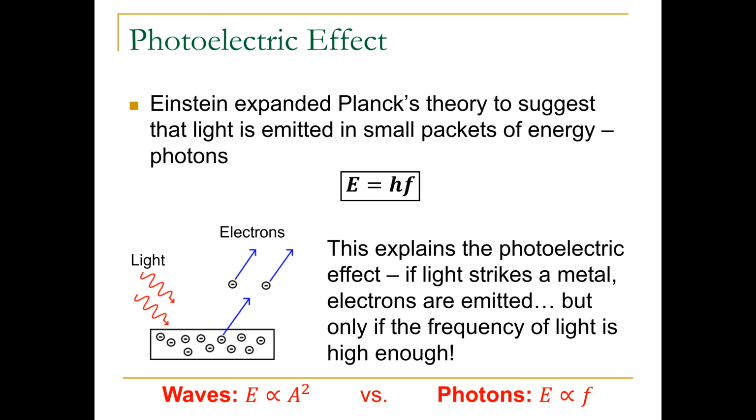Einstein was able to apply this equation to the results seen in the photoelectric effect experiment, where light hits a metal and that metal can then eject or emit electrons. The photoelectric effect showed that the energy of the emitted electrons depended on the frequency of light, not the amplitude. So this is one huge piece of evidence that light can behave as a particle, not as a wave.